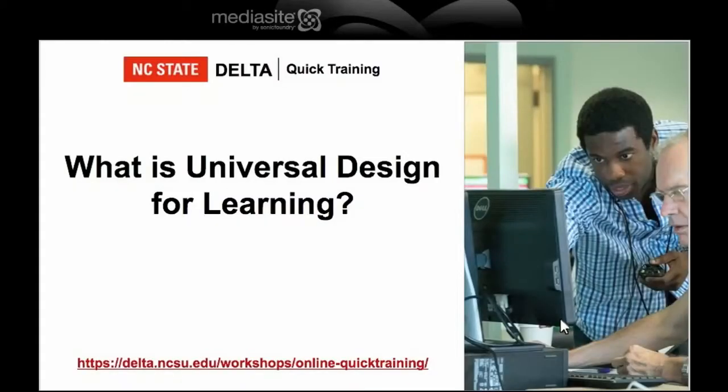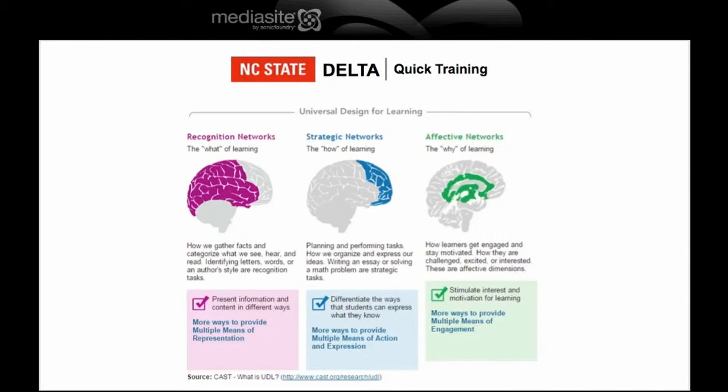What is UDL, and why should you use it in your classes? Universal Design for Learning, or UDL for short, is a research-based framework founded in neuroscience. UDL uses three neural networks, the recognition network, the strategic network, and the affective network, to establish a set of principles to guide curriculum development. The goal of UDL is to create a flexible and accessible learning environment that works for all students.